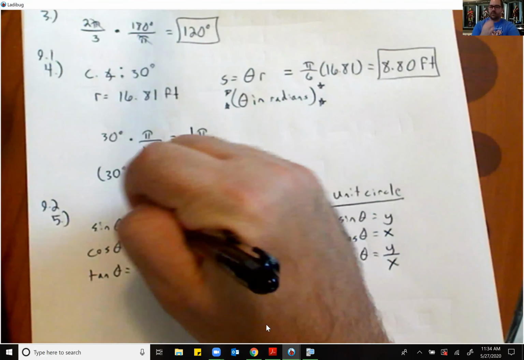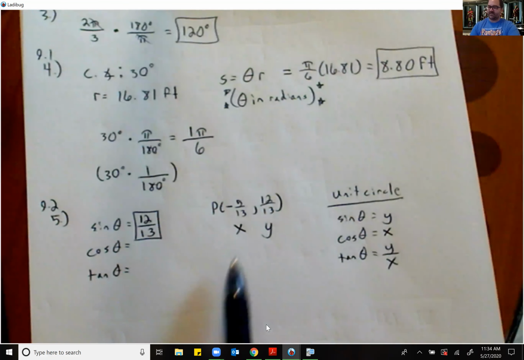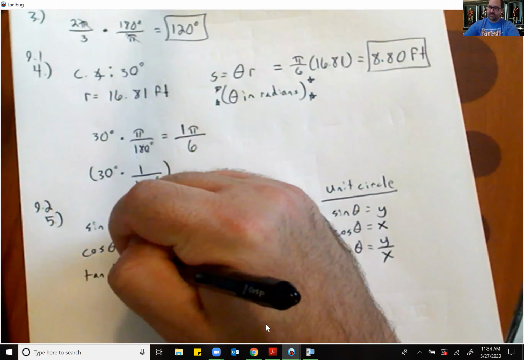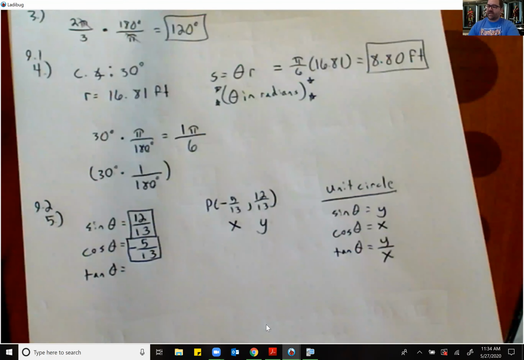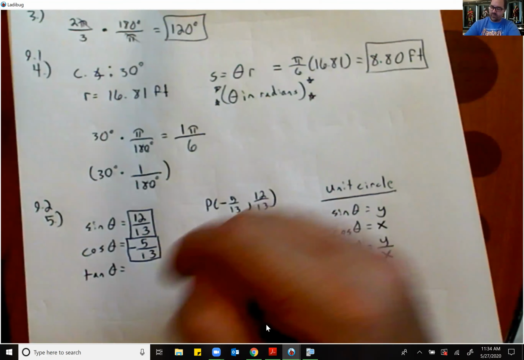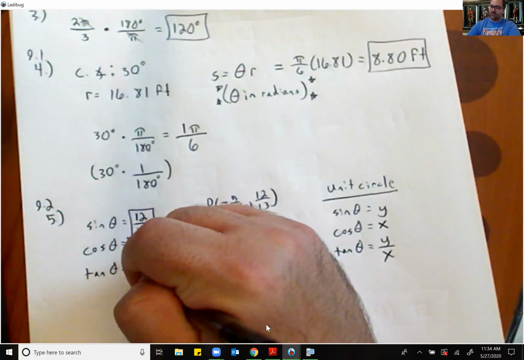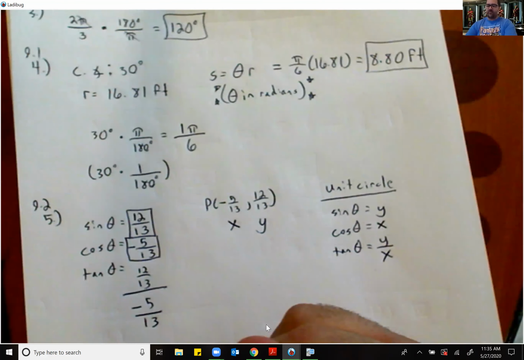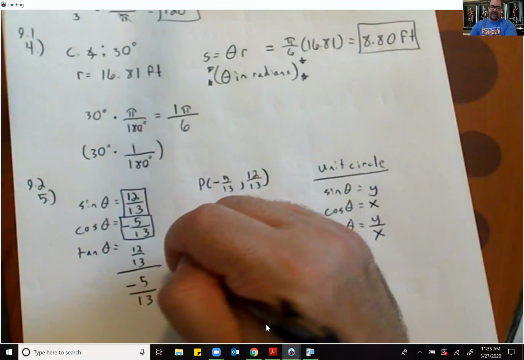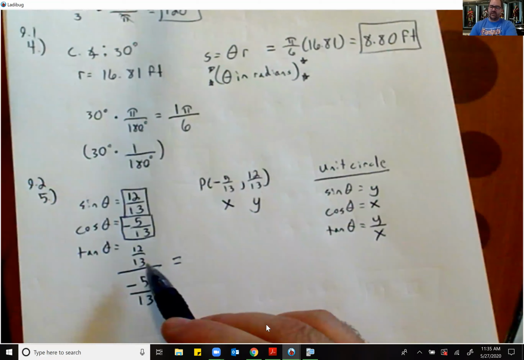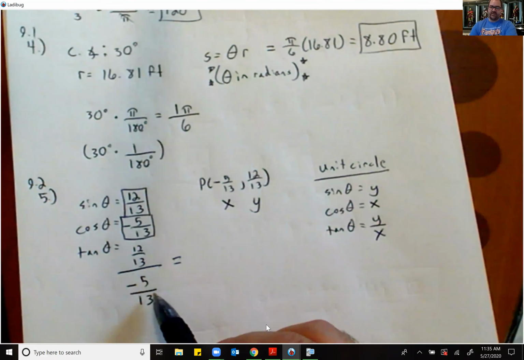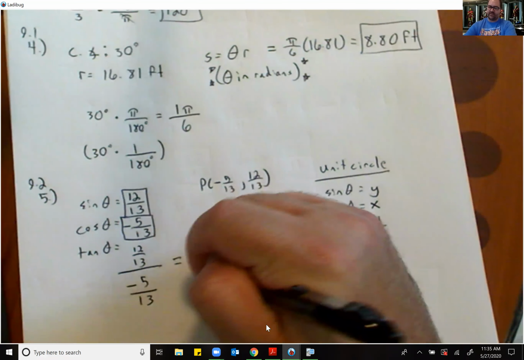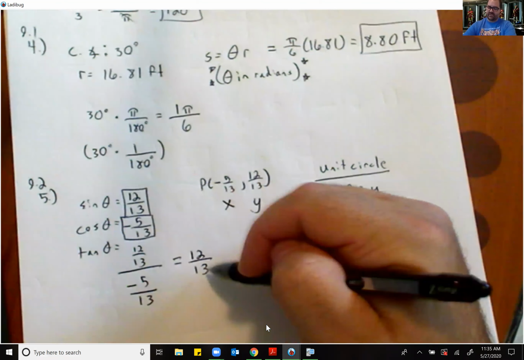There's one of your answers. Cosine theta is whatever x is. Well, that's negative 5 over 13. So there's cosine. Tangent, you take the y, which is 12 over 13, divided by the x, which is negative 5 over 13. Now you can go to your calculator or do this, or just remember that we don't really divide. Division is really multiplication of a reciprocal. Remember, keep, change, flip. So what's really going on here is it's 12 over 13, keep, change division to multiplication, flip it.